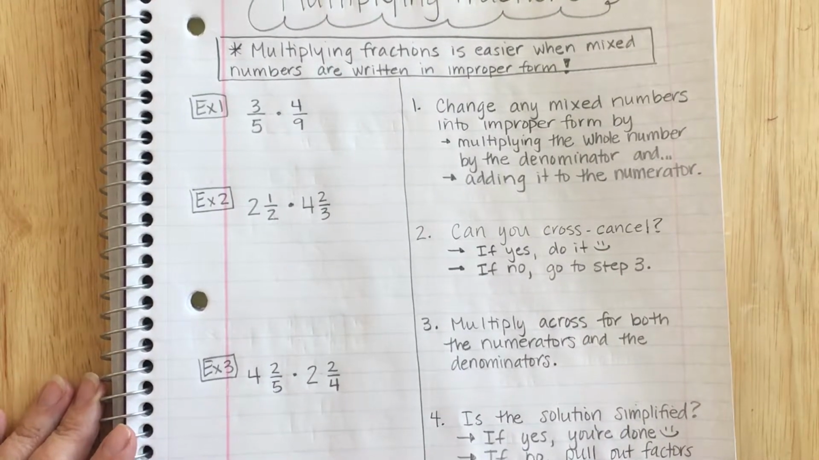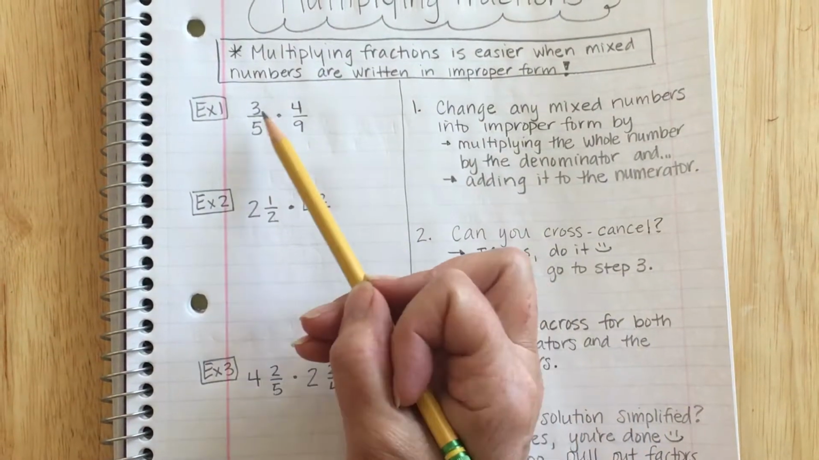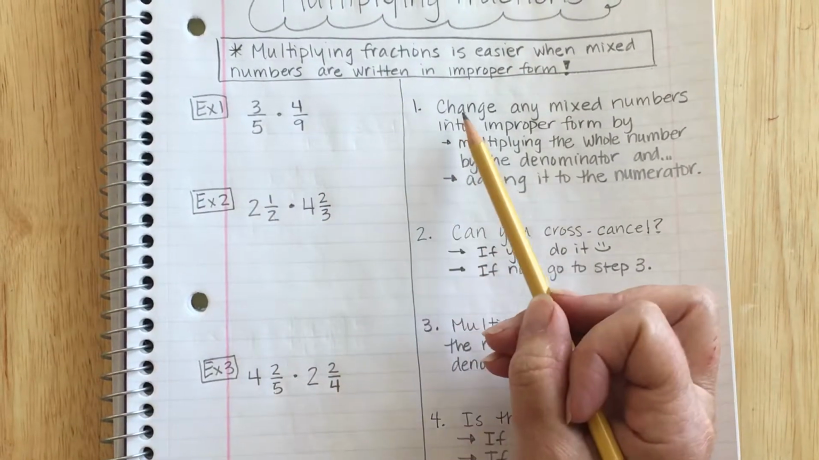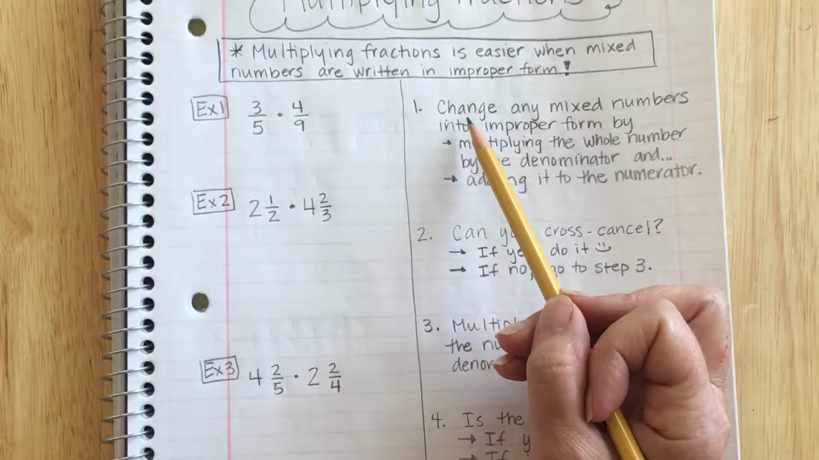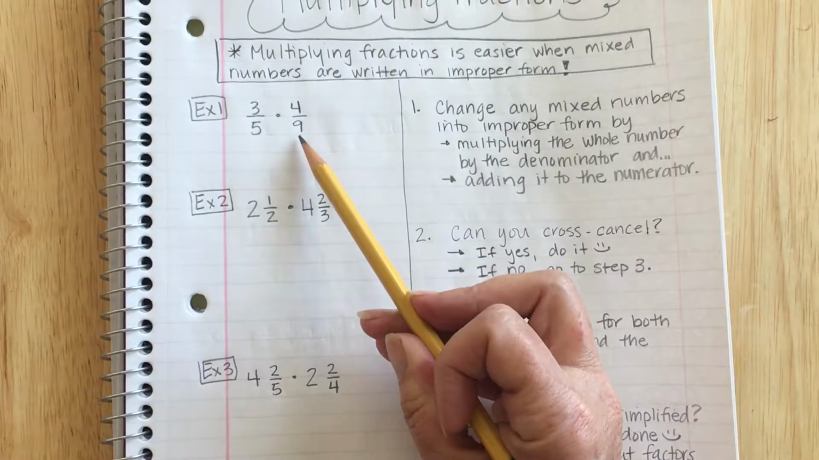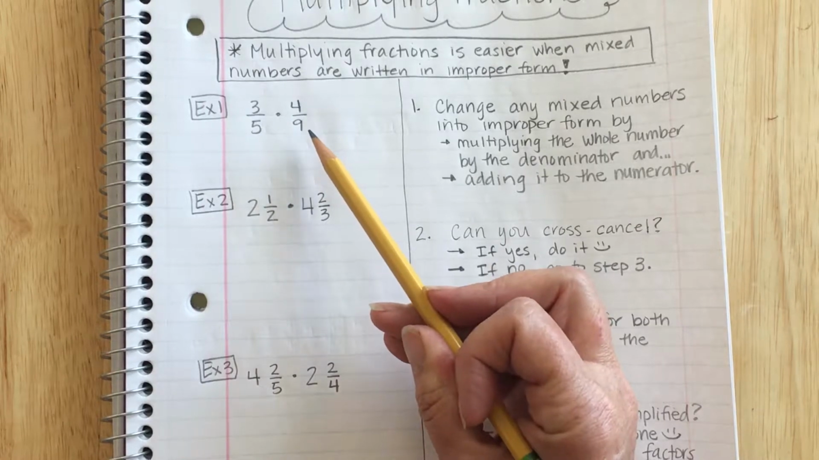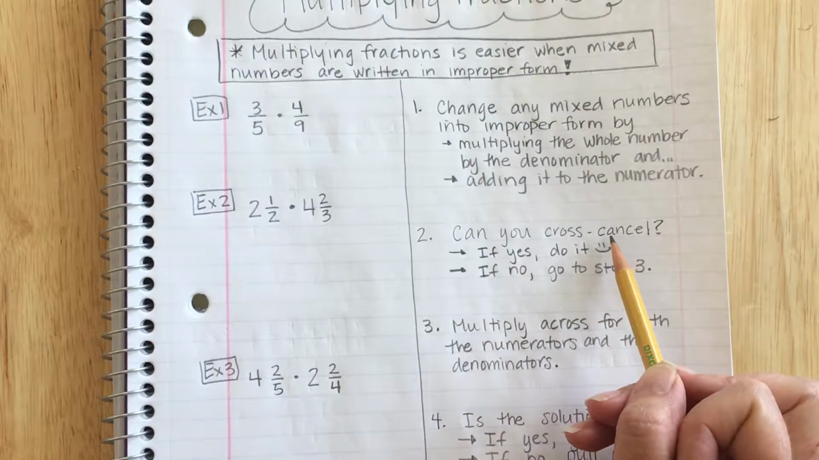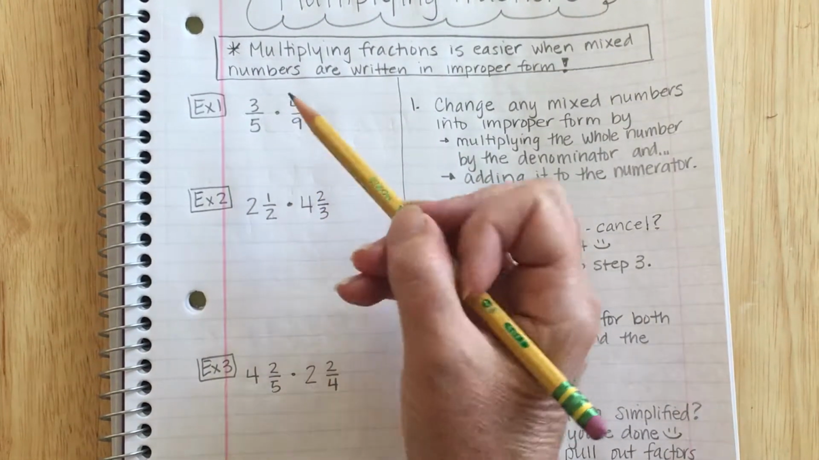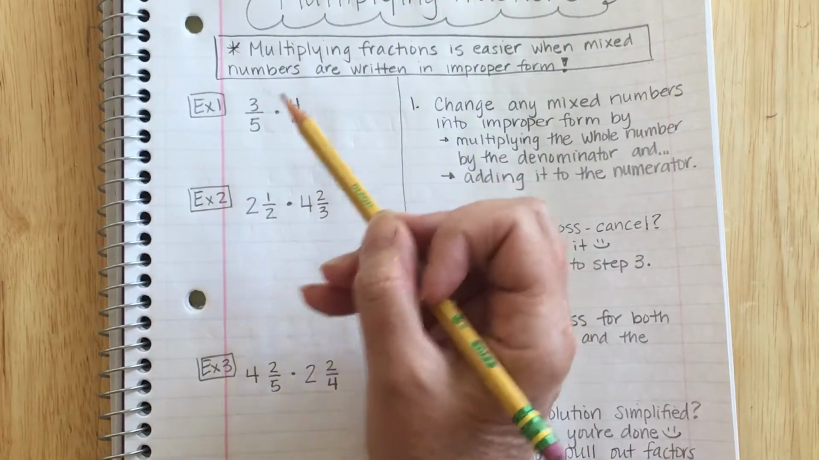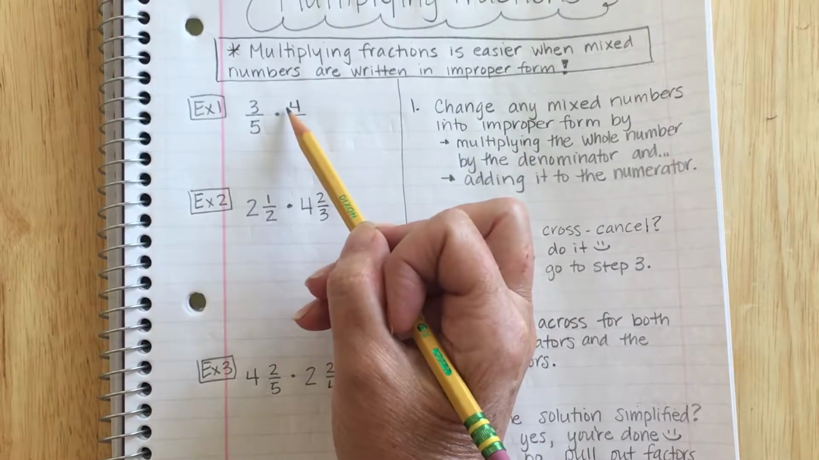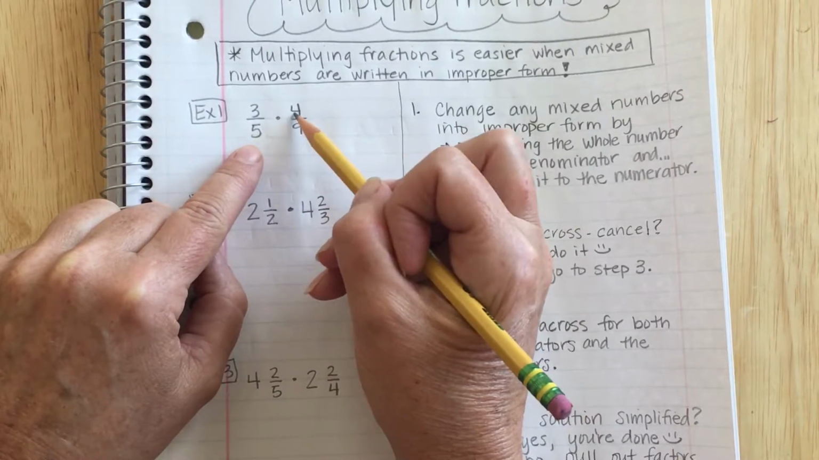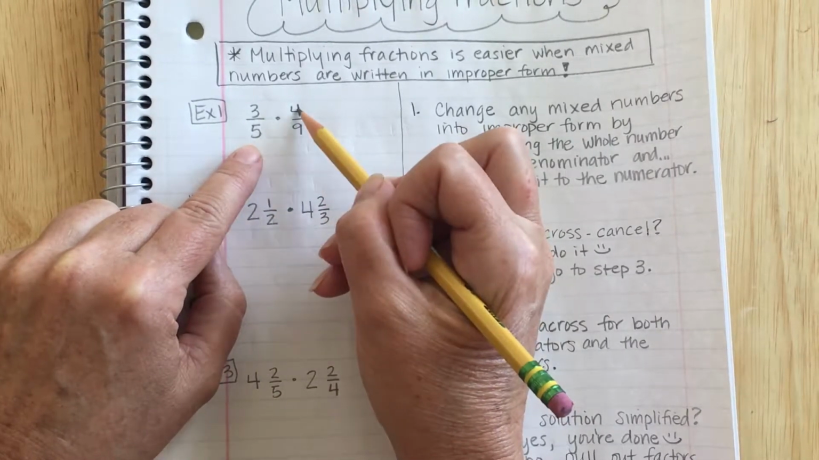Okay, let's look at example number 1. In example number 1, I have 3/5 times 4/9. So the first thing I'm going to look at is question number 1. Do I have any mixed numbers? I do not have any mixed numbers, so I am actually going to go to step 2. Step 2 asks me, can you cross cancel? In other words, are there factors that you can take out from the numbers that are across from each other? So if I take a look at 5 and 4, there is no common factor there, so I cannot cross cancel for 5 and 4.